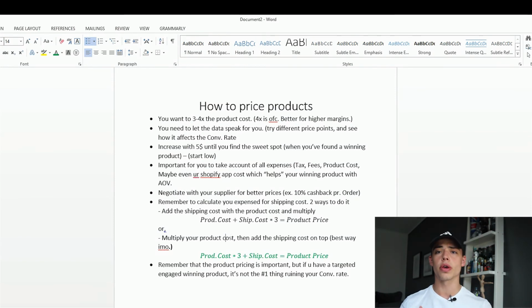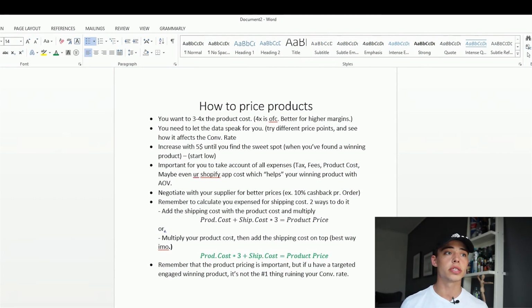In that way you can get data for your pixel, and then when you get more data for your pixel, Facebook can show your ad to more people who are more engaged with the product, because it already knows it from the data you collected for your pixel, and then you can increase your product price. So to sum it up, you really need to multiply by 3 or 4. I will start out with 3, multiply the product cost by 3, and then add the shipping cost afterwards.